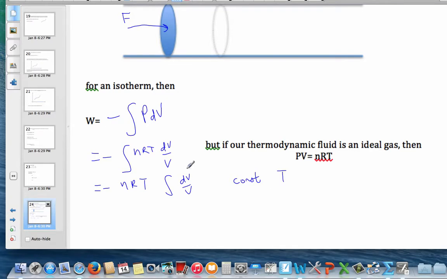And you'll recognize this as being natural logarithm, and we're going to integrate from initial to final. So we've got minus nRT ln of V from initial to final. That'll be ln V final minus ln V initial. So that's how we'll find the work.